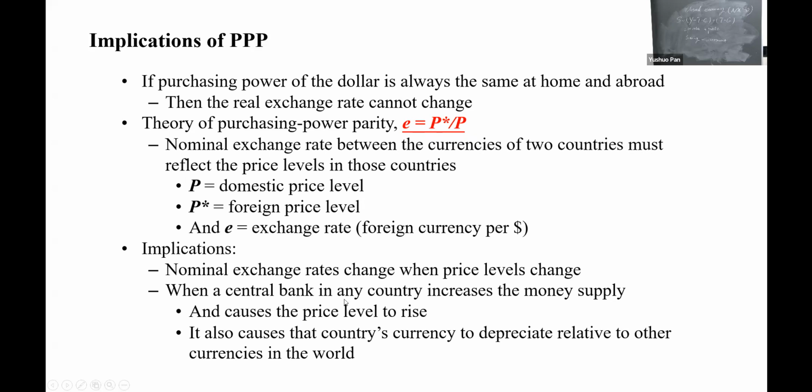When a central bank in any country increases the money supply, that will cause the price level to rise, and it also causes the country's currency to depreciate relative to other currencies in the world. If another country's currency depreciates, which means with US dollars you can buy more of that currency, the figure of the exchange rate will increase. That means depreciation for the foreign currency, but appreciation for the US dollar. If two countries have different inflation rates, then E, the nominal exchange rate, will change over time.